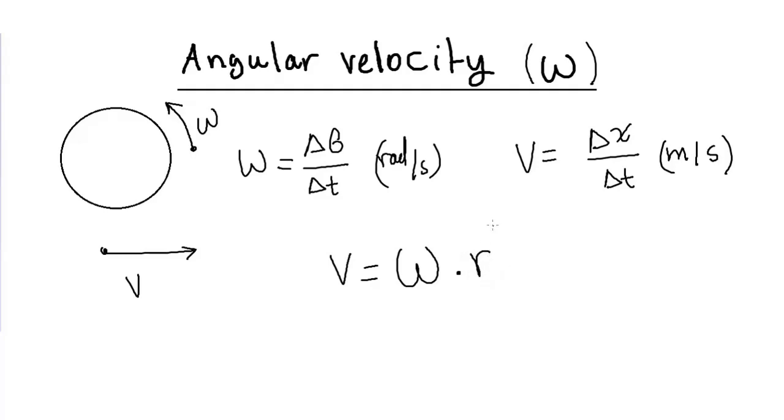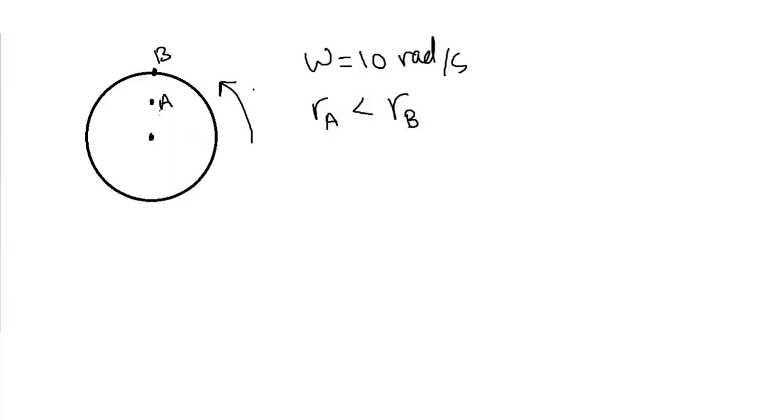Whenever you have an object spinning, the angular speed is the same everywhere on a circle. However, the linear speed is not the same. So let me give you an example that will show you this. Let's say this is the center of the circle, and this circle is spinning at 10 rad per second. Let's say this is point A, and this is point B. As you can see, the radius of A is smaller than the radius of B. Which one has the greater angular velocity, point A or point B?